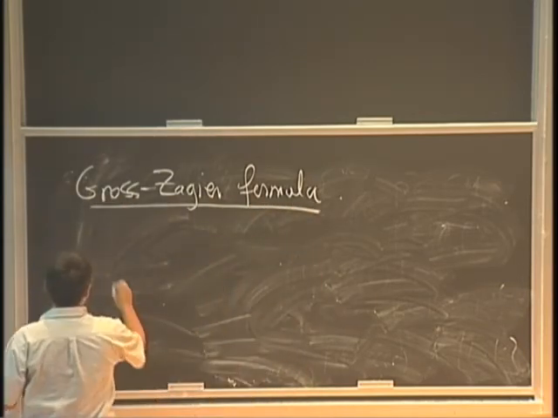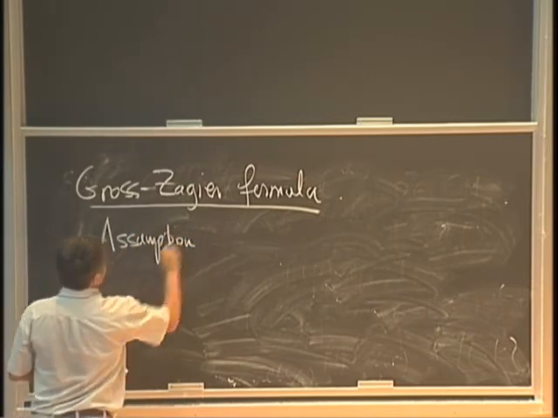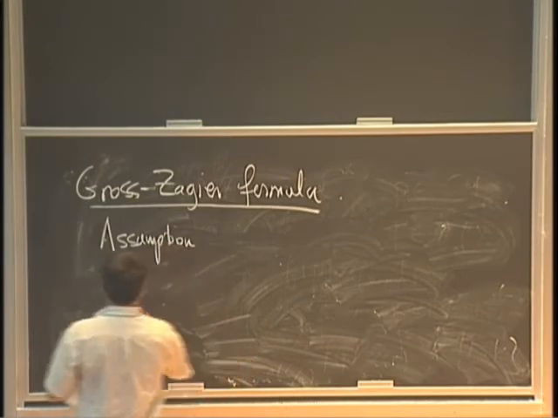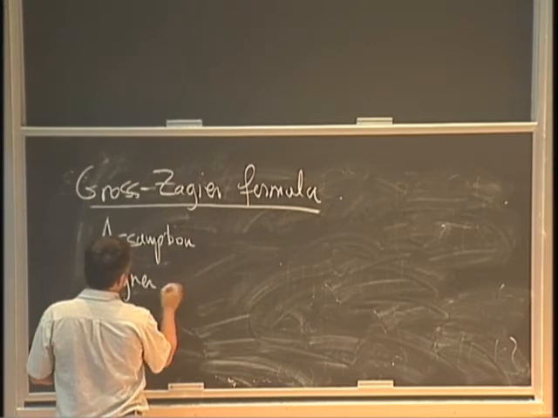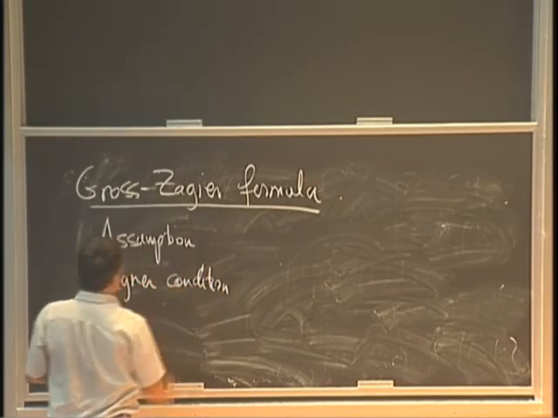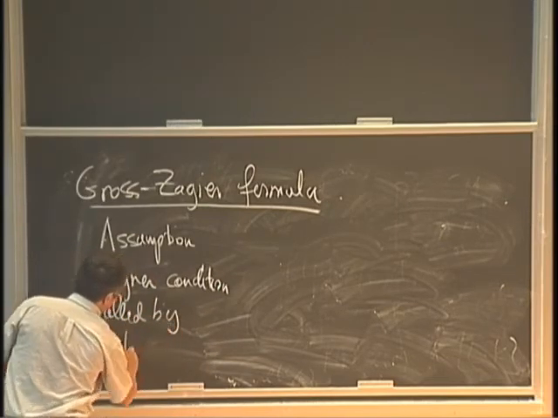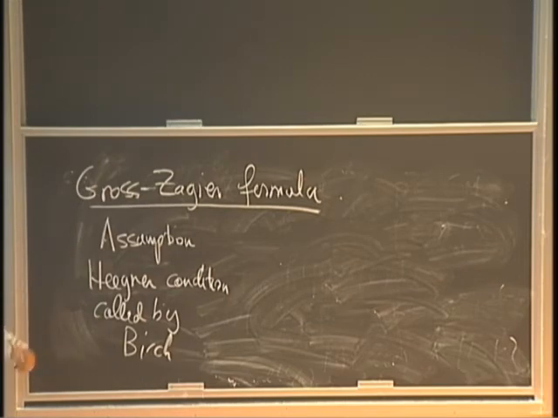So there is some assumption which Birch called the Heegner condition, but Heegner never used this condition. So it's called the Heegner condition by Birch. Heegner-Birch condition, Heegner condition, called by Birch. For people who are interested in the history of this Zagier formula, you will see one book.